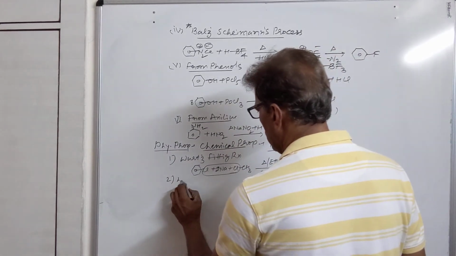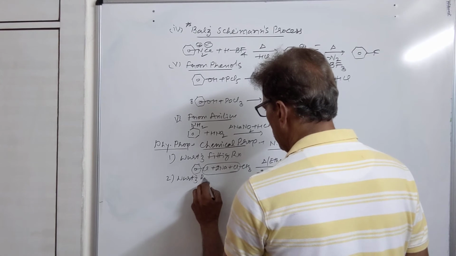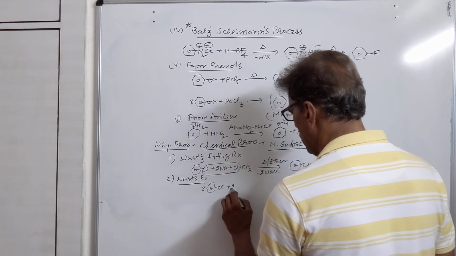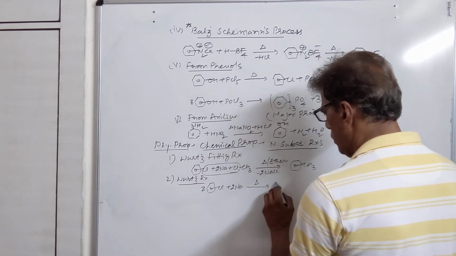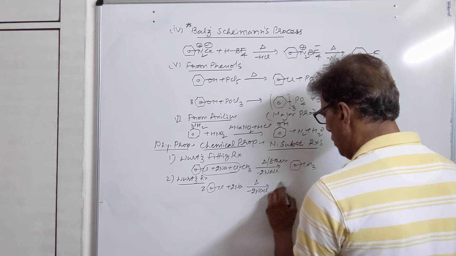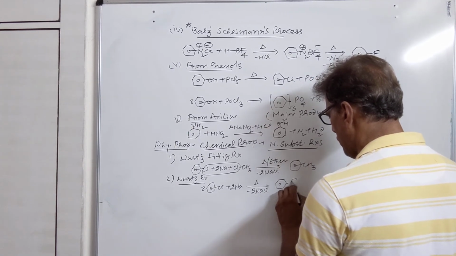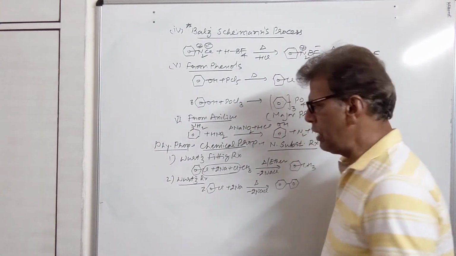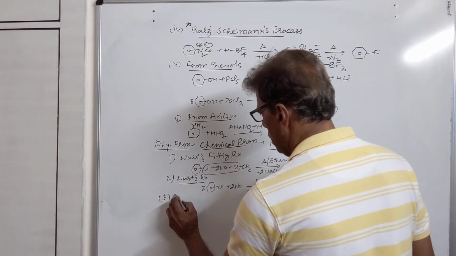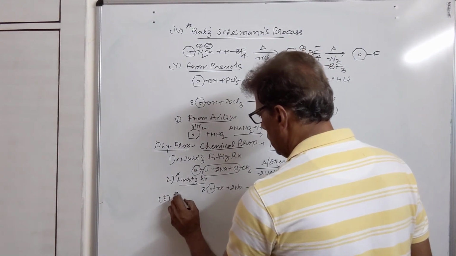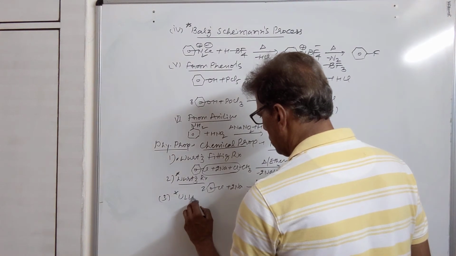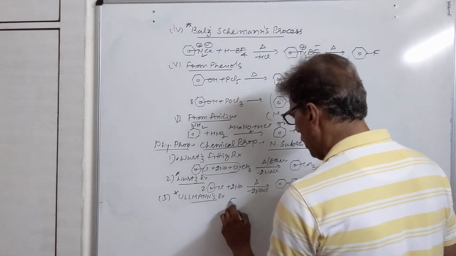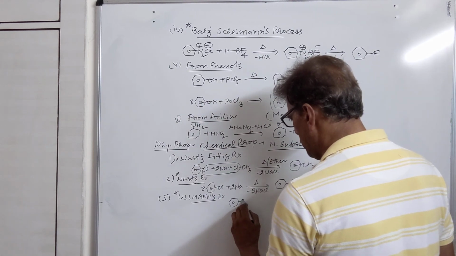Then we have the Wurtz reaction. We have two molecules of aryl halide alone heated with sodium metal. We will eliminate 2NaCl and we get diphenyl. So this is our second reaction, the Wurtz reaction. Then we have the third reaction, that is also a name reaction, called the Ullmann reaction. Here iodobenzene is heated in a sealed copper tube.